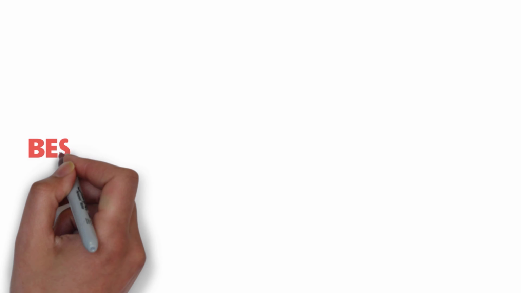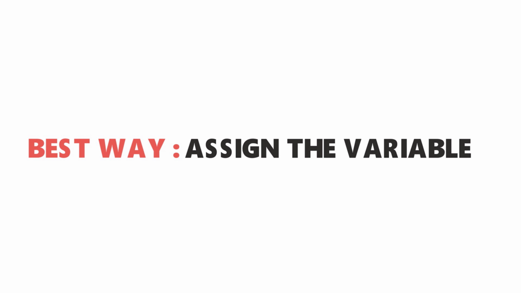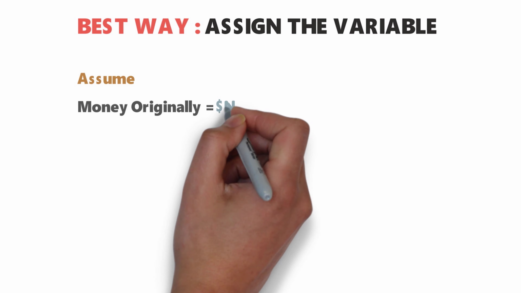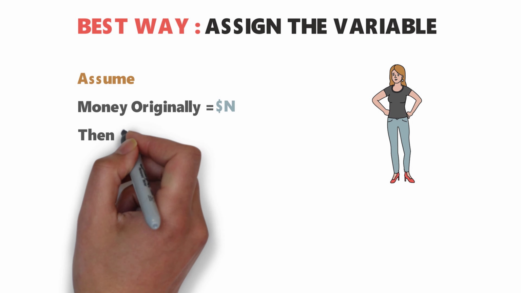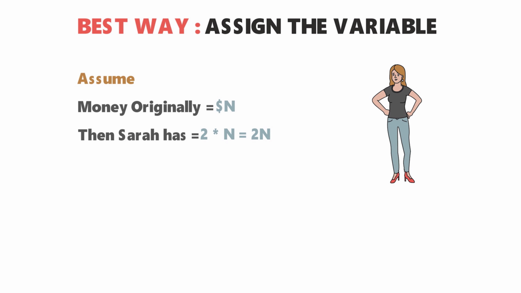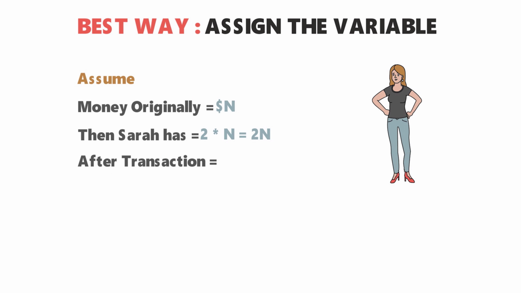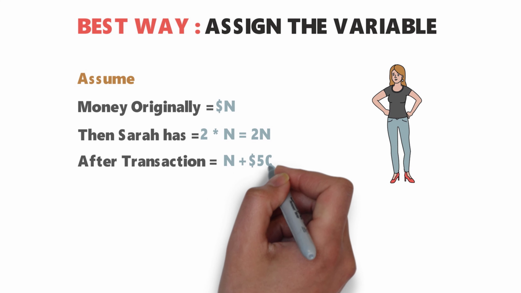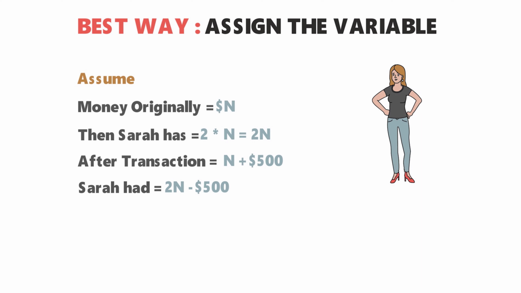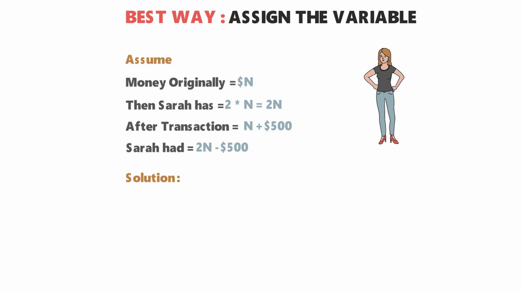The best way to solve this challenge is to assign a variable to what Nicole had originally. If we assume that Nicole had originally N dollars, then Sarah will have twice as much, meaning 2 multiplied by N, or 2N. That means that after the transaction, when Nicole received additional money from Sarah, Nicole had N plus $500 and Sarah had 2N minus $500. Based on this information, we can build an expression.